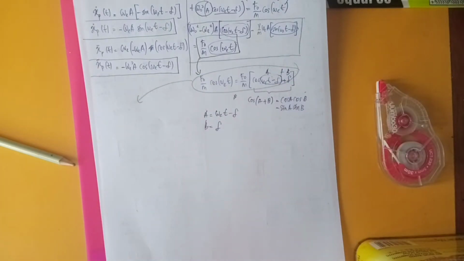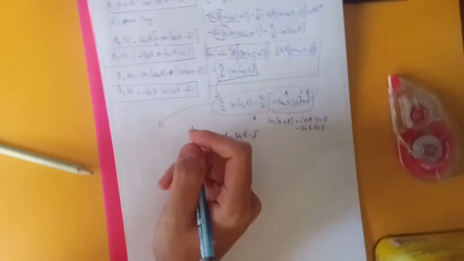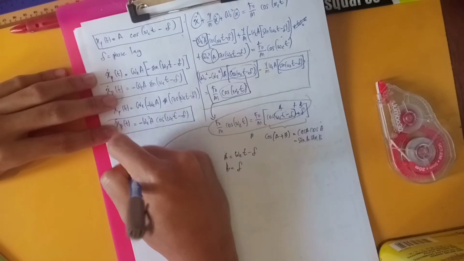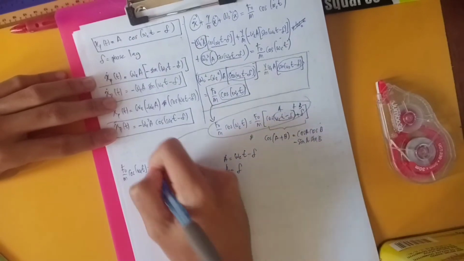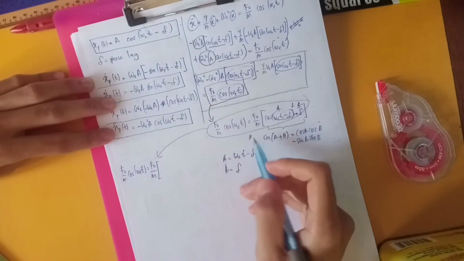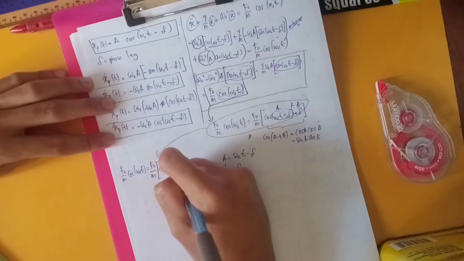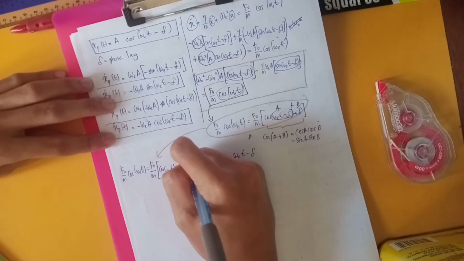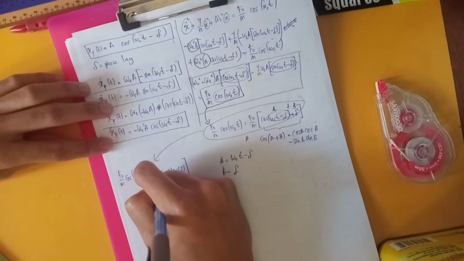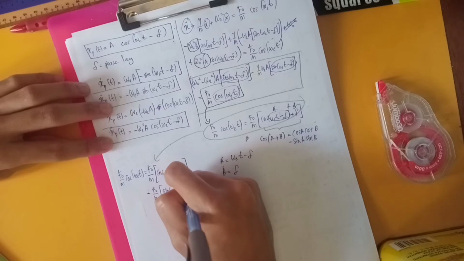Very simple. So F_0 over m cos(ω_e t) equals F_0 over m times cos(ω_e t − δ) cos δ, minus F_0 over m times sin(ω_e t − δ) sin δ.